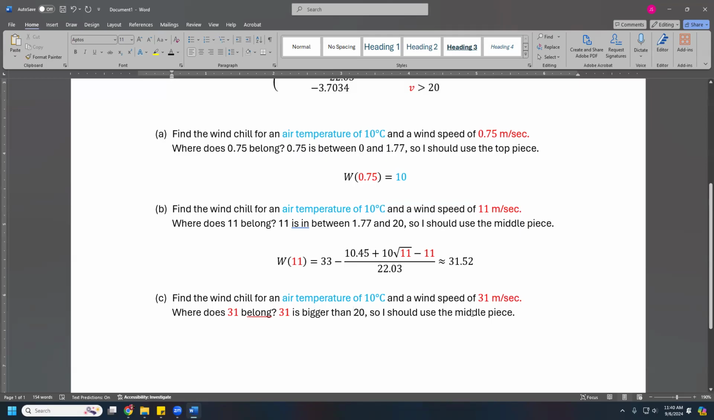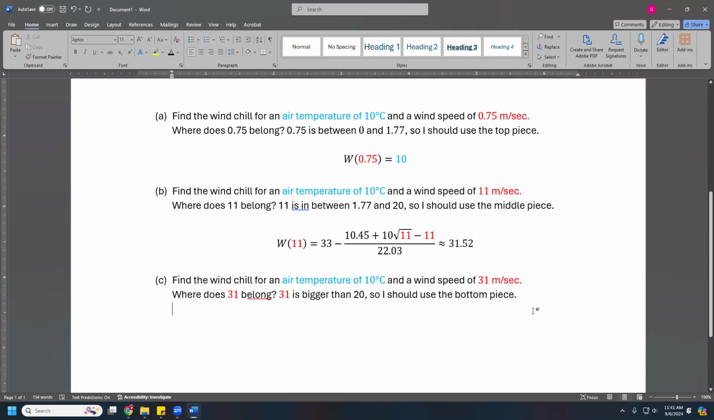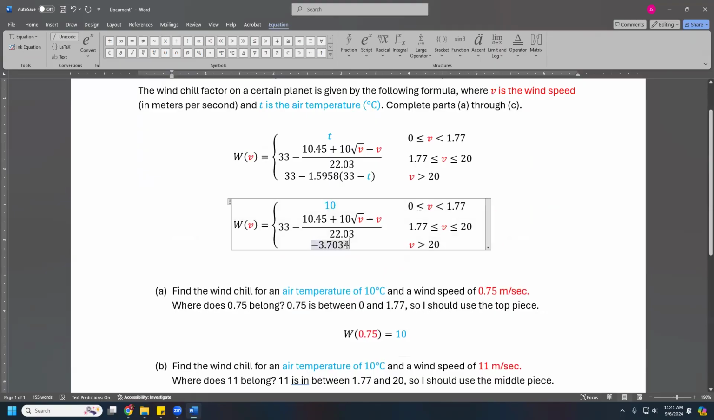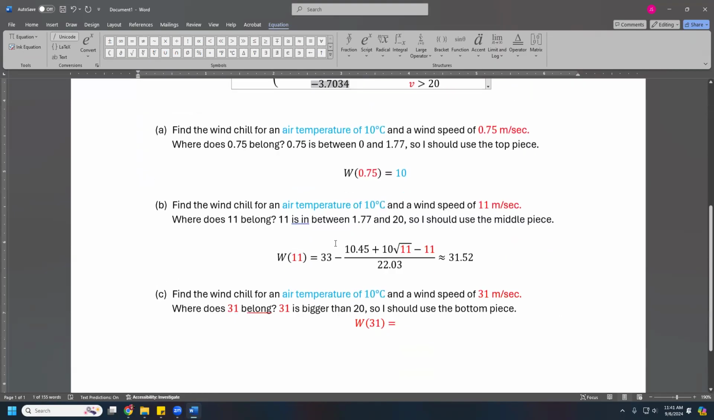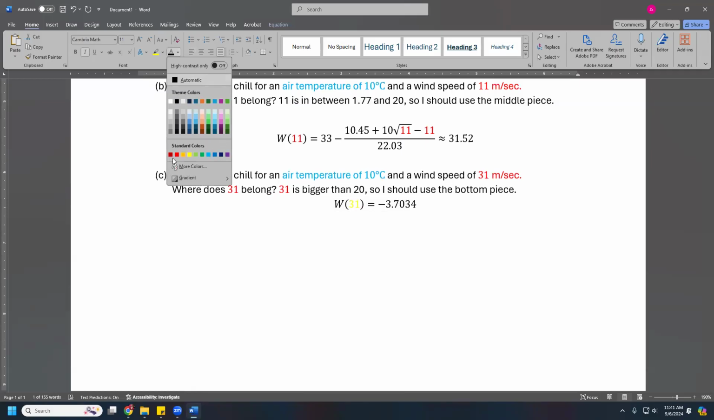So I should use the top, or sorry, the bottom piece, right? Because this one was top, middle, now this one's bottom, right? So I'm going to go ahead and use the bottom piece. And I need to plug in 31 in for V. So I have W of 31, except my bottom piece doesn't even have any V's in it. There's nothing for me to plug in. So my answer is just that. My answer is just negative 3.7034.